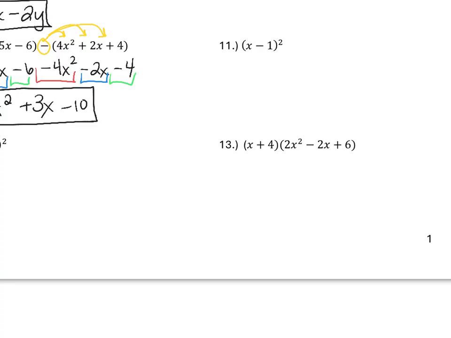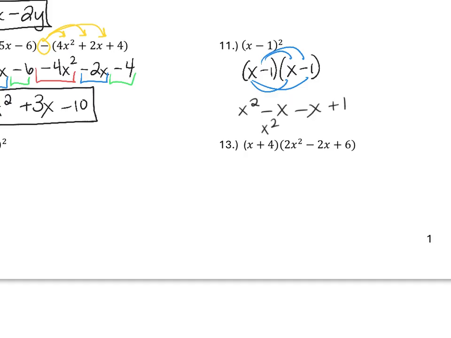Number 11, we have a binomial. The temptation is to just square both of these, but you cannot do that because it has a subtraction sign, because it is a binomial. What we actually have to do is x minus 1 times itself. And then we FOIL: x squared minus x plus 1. And then combine our like terms. X squared minus 2x plus 1.